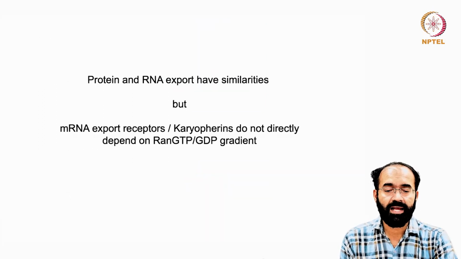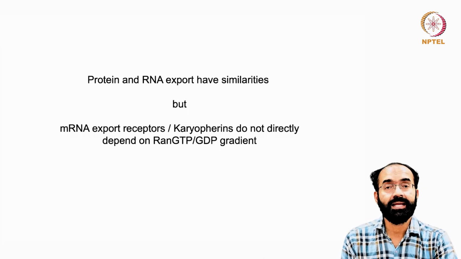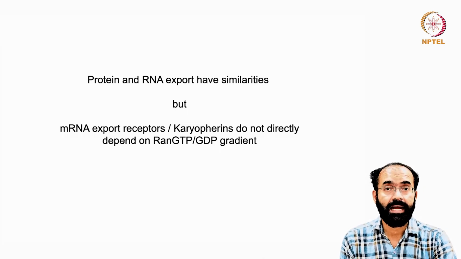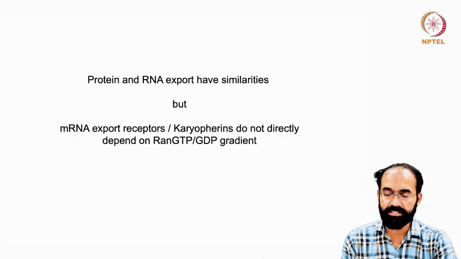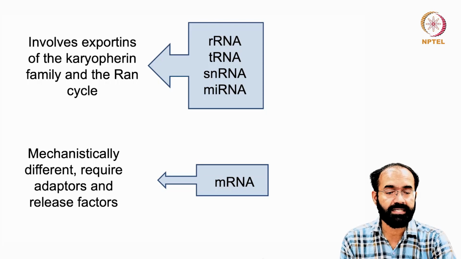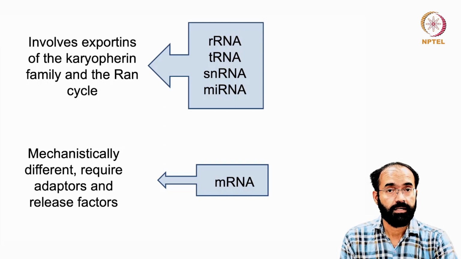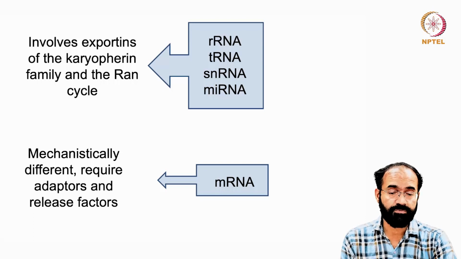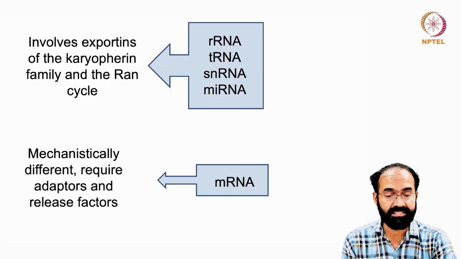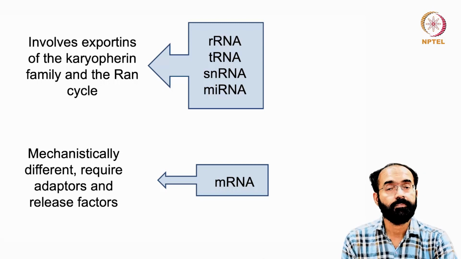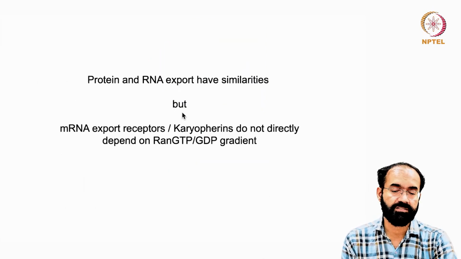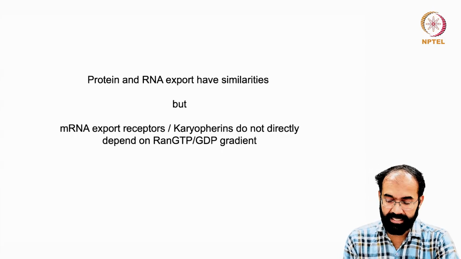Protein and RNA export have similarities, but mRNA export receptors have specific factors and do not directly depend on the Ran GTP gradient. We should understand that the Ran GTP gradient is mainly used for the transport of ribosomal RNA, transfer RNA, snRNA and microRNA, whereas mRNA does not depend on this Ran GTP gradient.